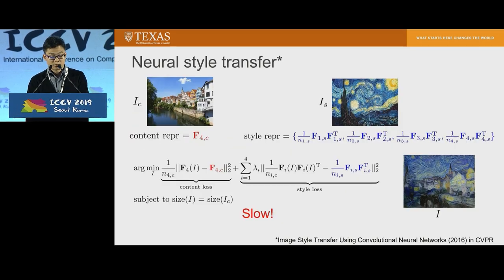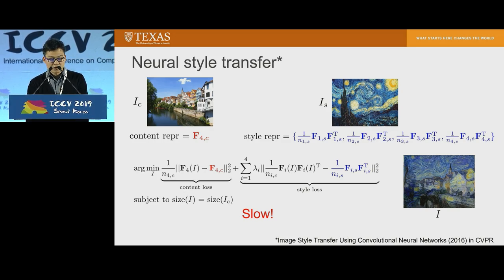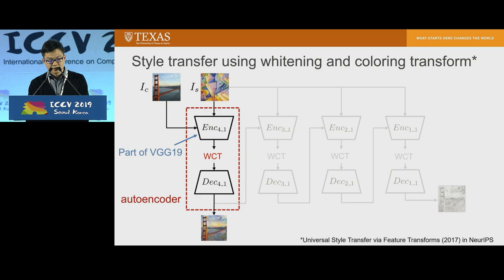So to realize style transfer, we are actually solving an optimization problem where we are looking for an image I whose content representation is close to the red one and whose style representation is close to the blue one. And solving this could be very slow. And later, we have a faster algorithm using WCT.